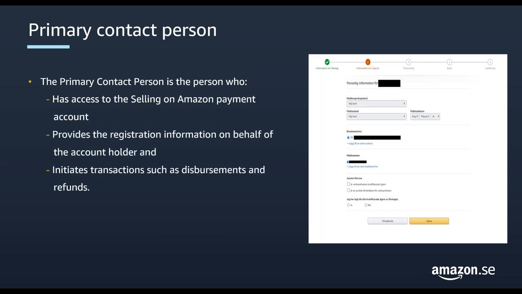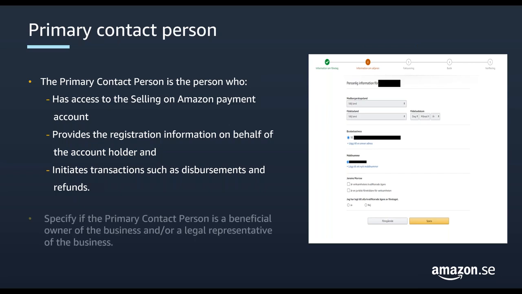On this screen, you'll need to provide information for a primary contact person. The primary contact person is a person who has access to the Selling on Amazon payment account, provides the registration information on behalf of the account holder, and initiates transactions such as disbursements and refunds. Actions taken by the primary point of contact are deemed to be taken by the account holder. At this point, you also have the opportunity to specify if the primary contact person is a beneficial owner of the business or a legal representative.